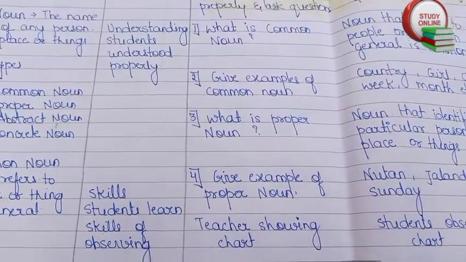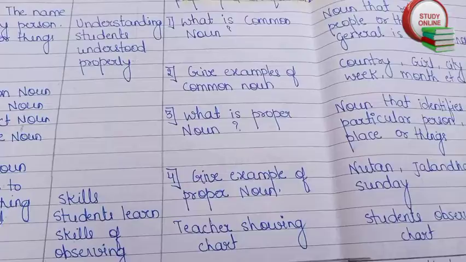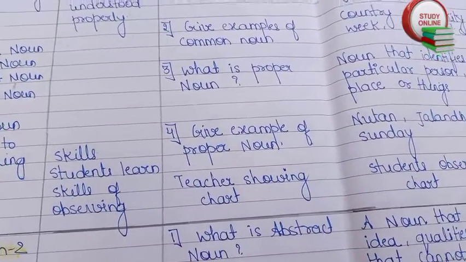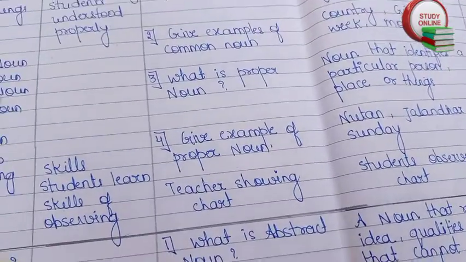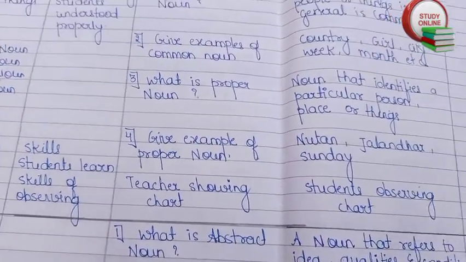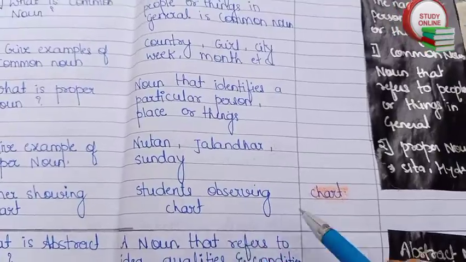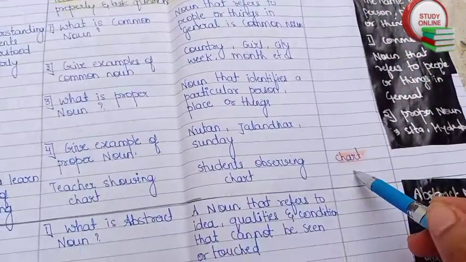Once we teach them properly for 5 to 6 minutes, we also have to use some chart or model. If we have a model, we can use that to explain to them once again. Here students are observing the chart. For teaching I have written here chart.